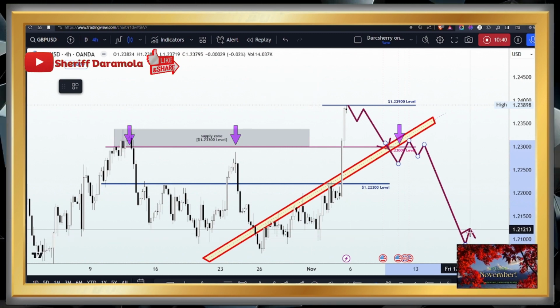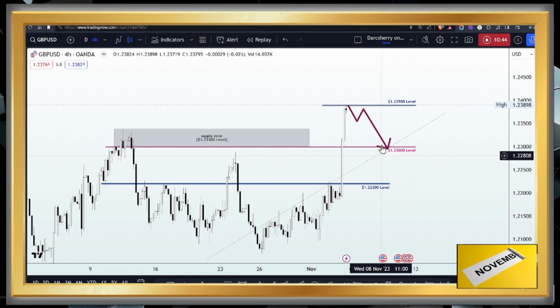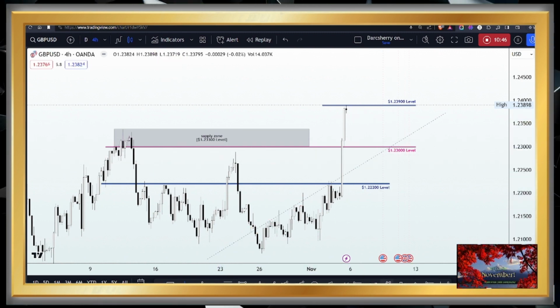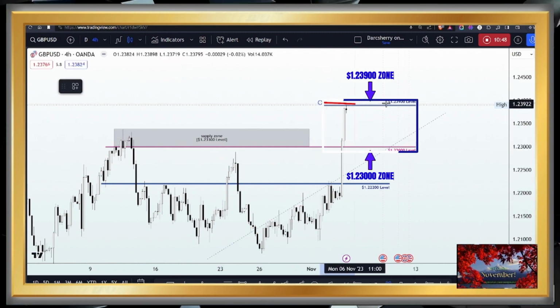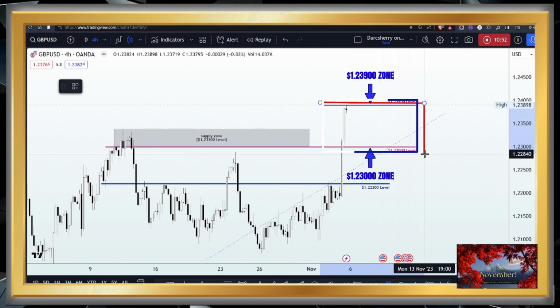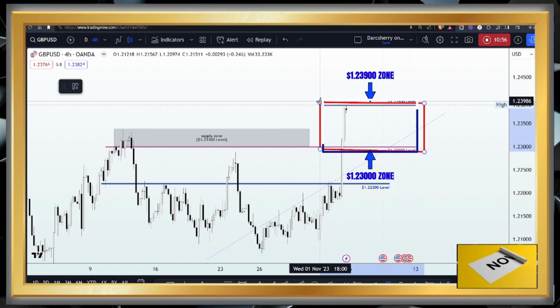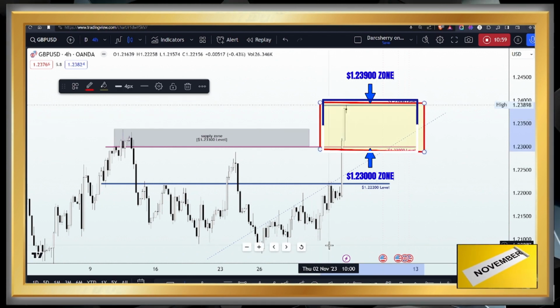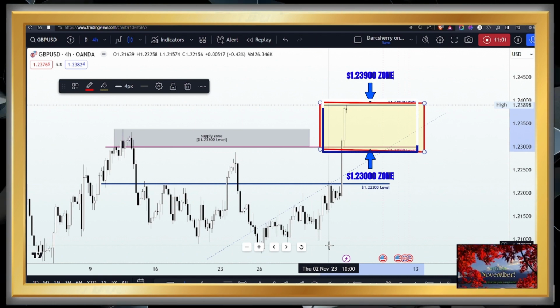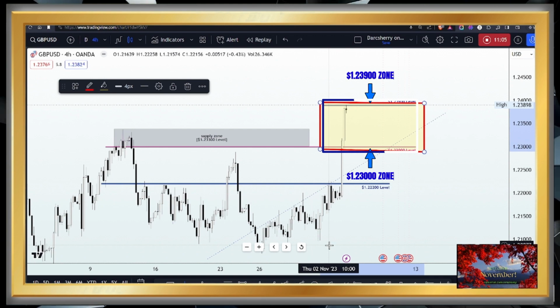So this is what I will be looking out for, and as you will see here, that zone between the 1.239 and the 1.23 area is definitely going to be our center of focus for next week, where depending on the direction of the breakout of the zone will emphasize where price is likely going to be heading to for the later part of the week.